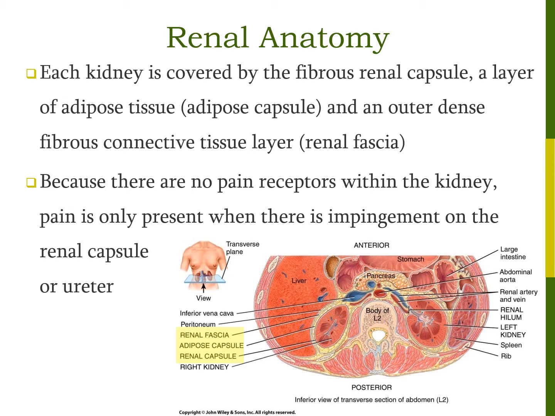Surrounding the renal capsule is the adipose capsule, which is a mass of fatty tissue that protects the kidney from trauma and holds it firmly in place within the abdominal cavity. The most superficial layer is the renal fascia, another thin layer of dense irregular connective tissue that anchors the kidney to the surrounding structures and to the abdominal wall.